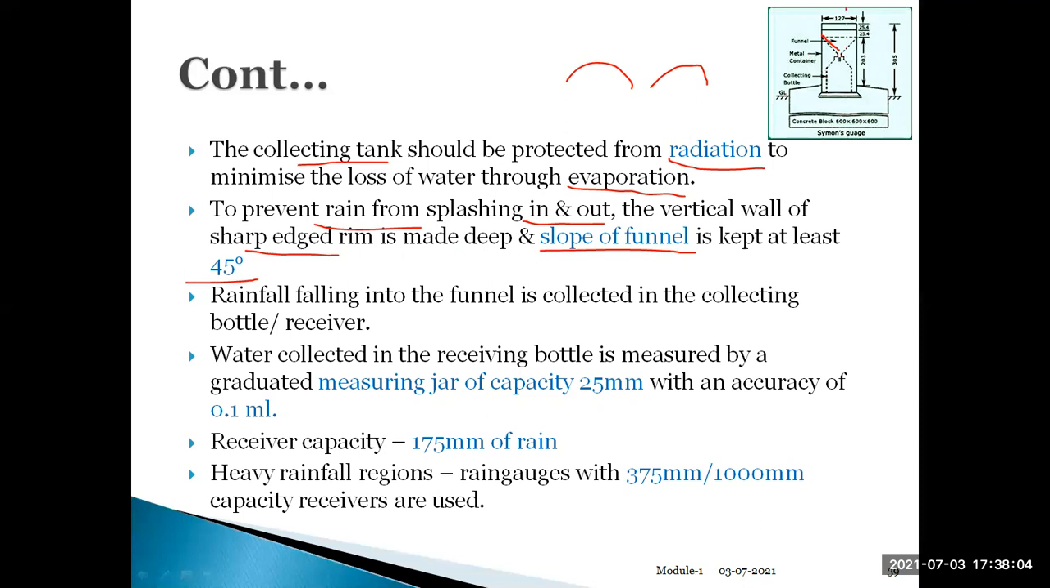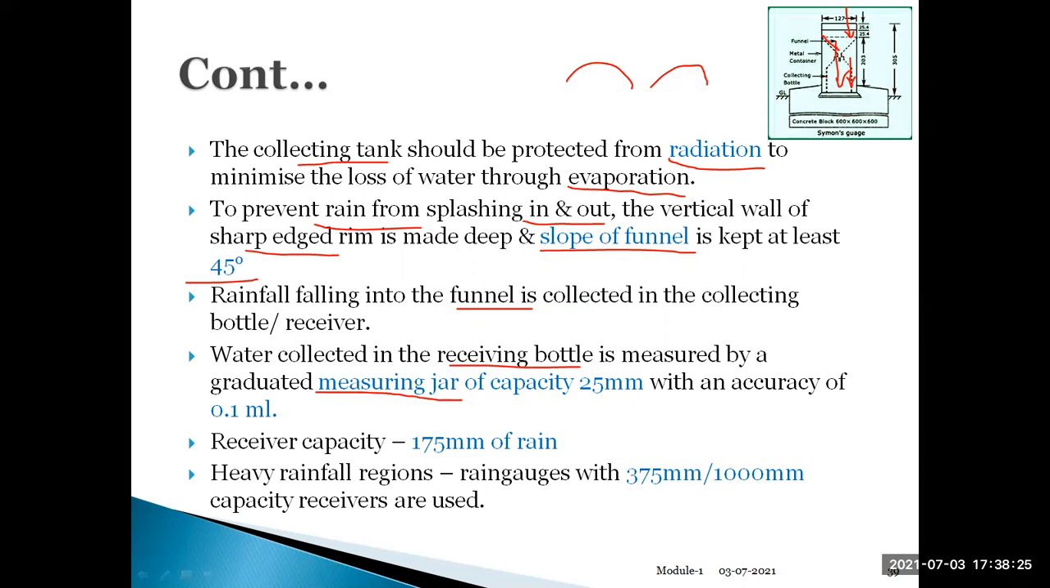And what happens once the rainfall falls? It will fall onto the funnel and is collected in the collecting tank or a receiver. Through the funnel, it will get collected in the collecting tank, or it will be received by the receiver. The water collected in the receiving bottle is measured by a graduated measuring jar.